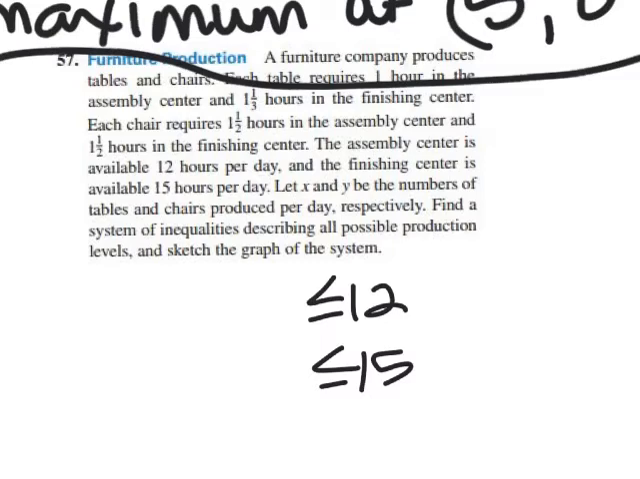What are you making in the assembly center? Chairs and tables, right? So they're both going in there. How much time does a table require in the assembly center? 1 hour. So I would call that 1T, 1 hour per table. How many hours does a chair require in the assembly center? 1 1/2, so 1.5 C.